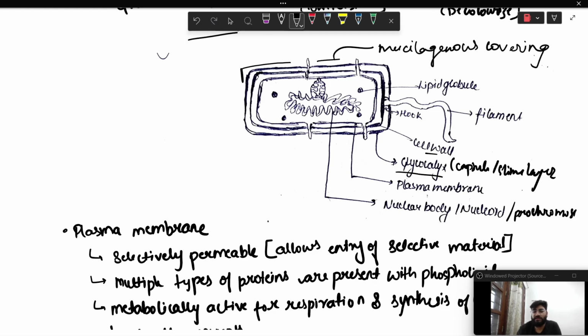Here we have the flagella. Flagella components are there. This is the hook part, this is the filament part. We'll go back into the details about the components of flagella later on. And these are the lipid globules. Fat is present in the form of globules scattered inside the cytoplasm. And these small structures, we will go into later, whether they are pili or fimbriae.